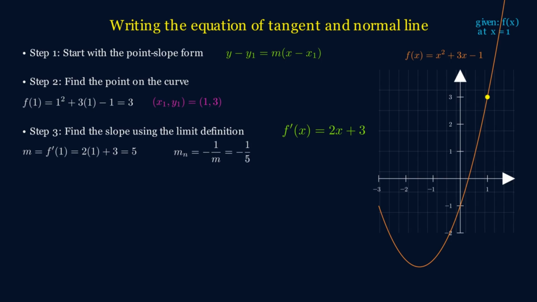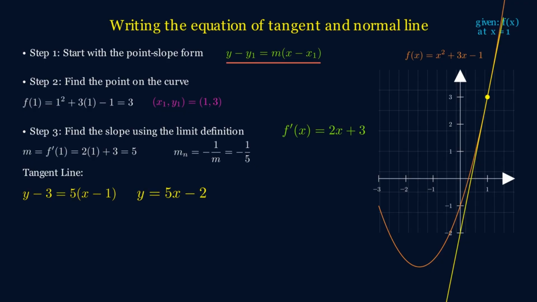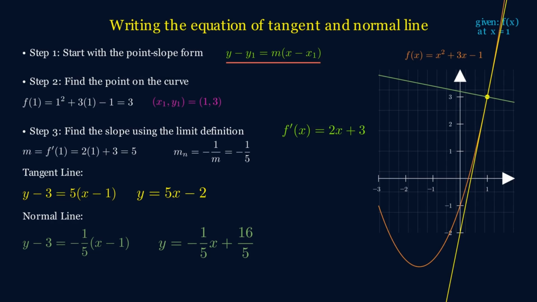Now, let's write the equations of the lines. For the tangent line, y minus 3 equals 5 times x minus 1. That simplifies to y equals 5x minus 2. For the normal line, y minus 3 equals negative 1/5 times x minus 1. That simplifies to y equals negative 1/5 x plus 16 over 5. That's the beauty of this method. Once you understand the process, you can apply it to any function.